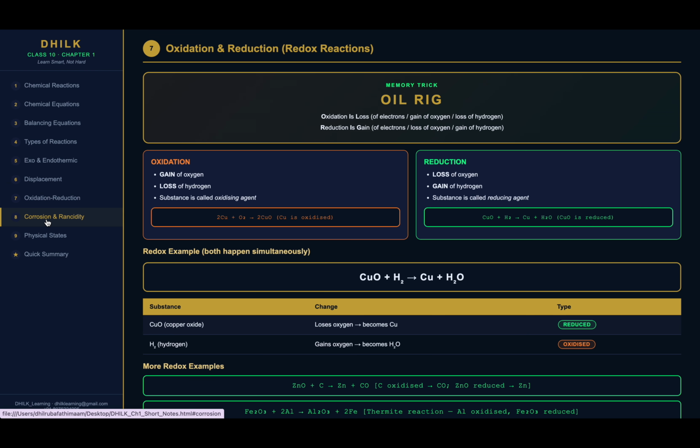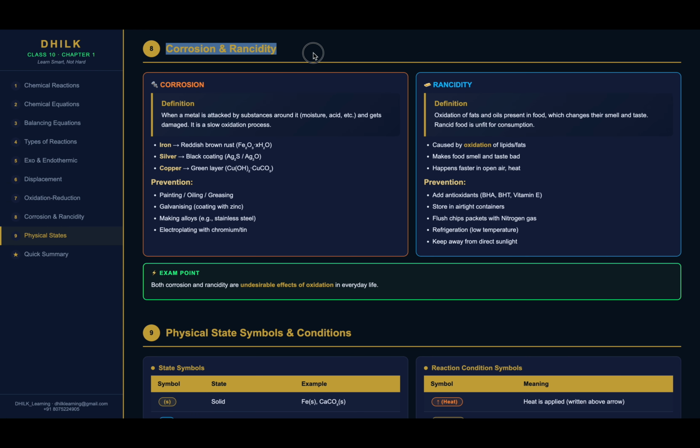Now we can move to the next important topic, that is corrosion and rancidity. This is the last topic of this chapter. Both of these are real life effects of oxidation that are harmful and undesirable. Let's see. Corrosion is when a metal is slowly attacked or damaged by substances in its surroundings like moisture, acids and oxygen. For example, when iron interacts with moisture, if it is placed in a humid atmosphere, after a few days or few months, it will get a reddish brown coating on it. That is called rusting of iron, and this process is called corrosion.